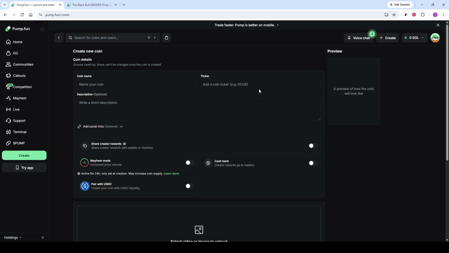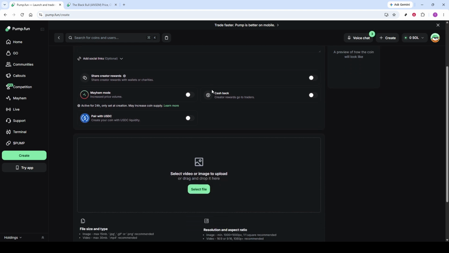Another part of the opportunity is fee generation. You can earn fees when people buy and sell your coin on the platform. So the potential to make money is not only tied to the token's price movement, but also to the trading activity surrounding it. The more engagement your coin gets, the more meaningful those fees can become.